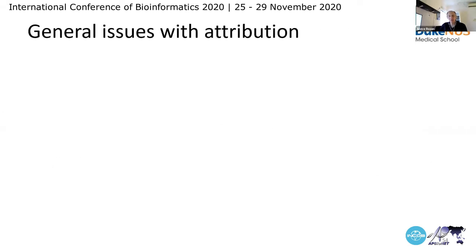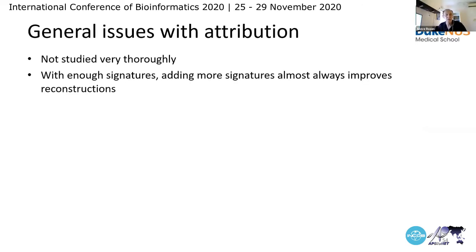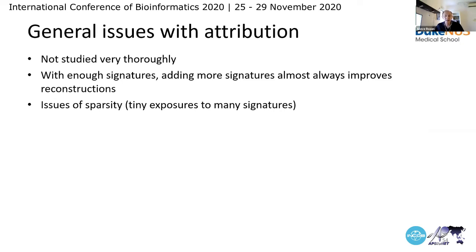So there are some general issues with attribution. It's not very well studied compared to extraction, actually. One thing is that with enough signatures, adding more signatures almost always improves the reconstruction. And that raises some issues of sparsity. So you get tiny exposures to many signatures. And so now with some 50-odd signatures known, you end up getting lots of signatures helping to improve the reconstruction if you think about this from a purely mathematical perspective. And that then raises biological plausibility issues.